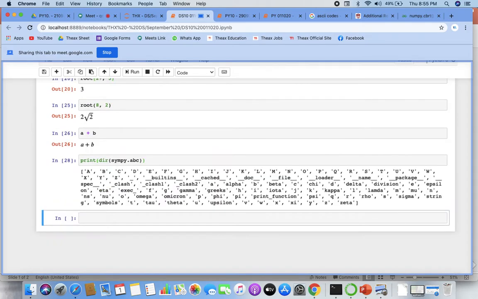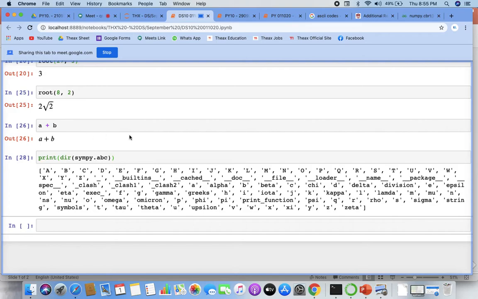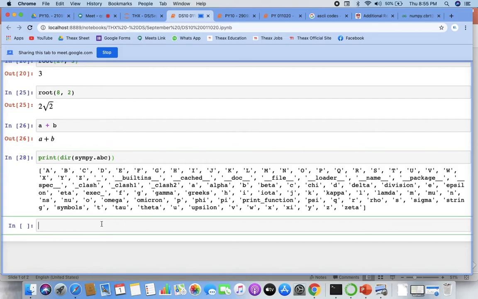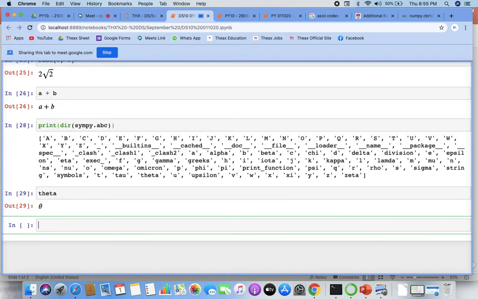What I can see here is A, B, C, D, E, F, G, H, I, J, K, and all till Z, and then we have alpha, beta, chi, and so on. These are the symbols which are used in mathematics, and then we have the alphabets, capital and lower case. So even if we don't declare any variable, if we use simpy.abc we can write any of these. Like if I say theta, I haven't defined it here, but if I run it, I'll get the symbol because I have imported everything from this directory.